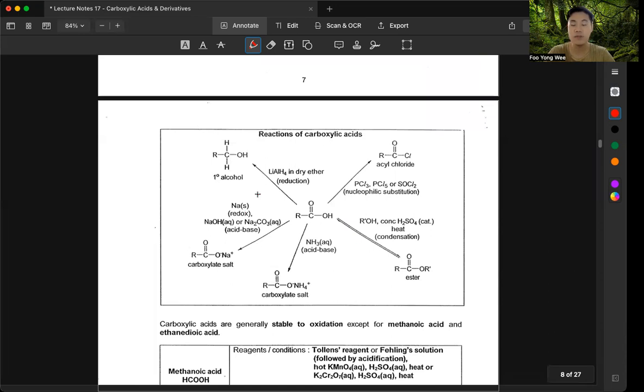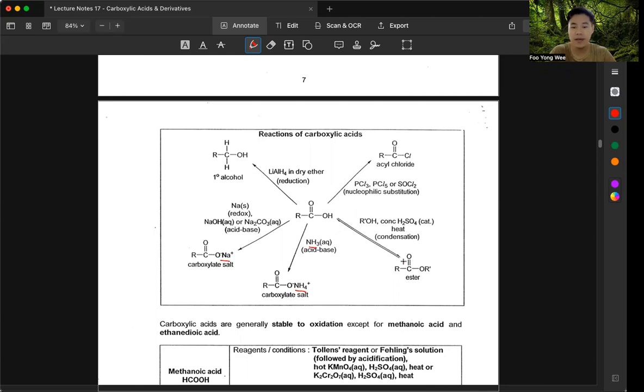So this is a summary of the reactions carboxylic acid undergoes. It can be reduced back to alcohol using lithium aluminum hydride in dry ether, or you can allow it to undergo reaction with a metal in a redox reaction, or an acid-base reaction with a carbonate or alkali to form a carboxylic salt. That is also possible. Or just simply use NH3 aqueous in an acid-base reaction to form your carboxylic salt, but you change this to NH4 plus because of the base used.